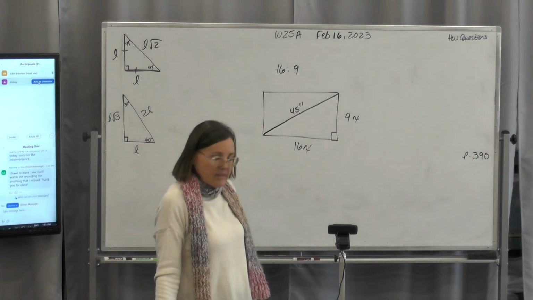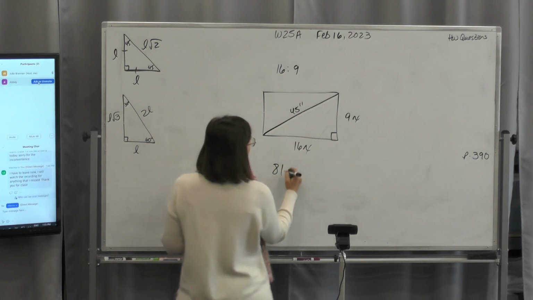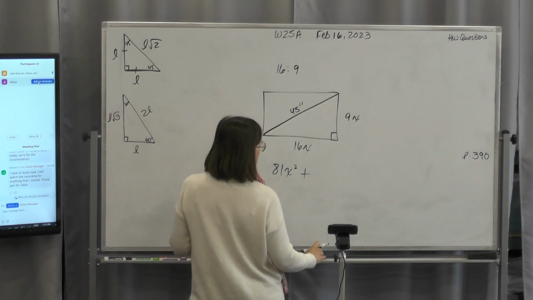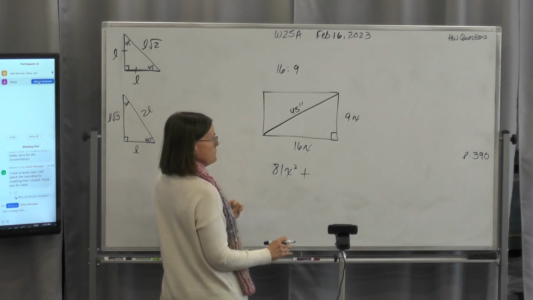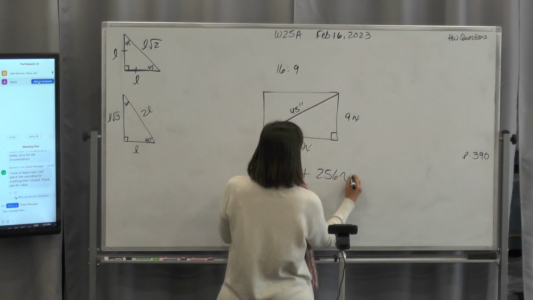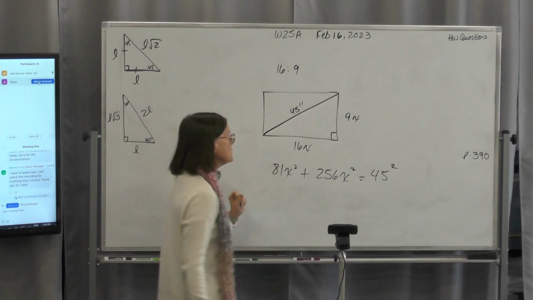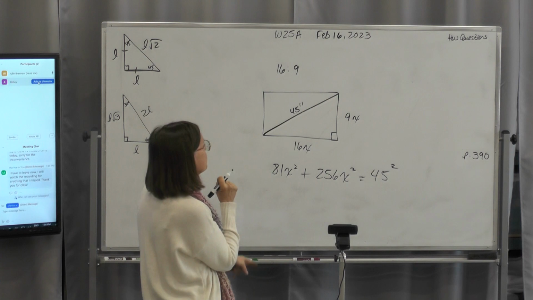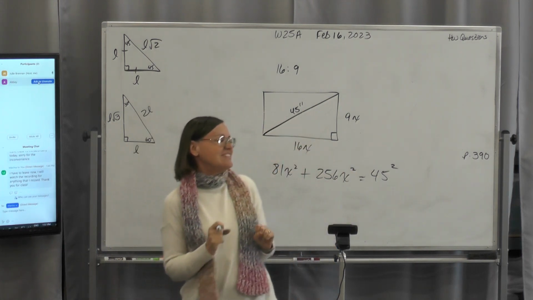Plug it into an equation and solve for x. I'm going to get 9x squared, which is 81x squared, plus 256x squared is equal to 45 squared. I don't think it's going to factor, because you can't factor a common factor out of that. If that was a 12, I could have.